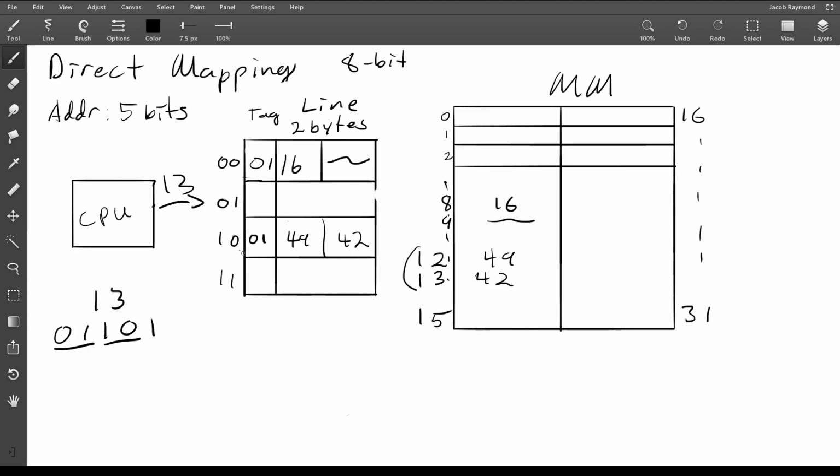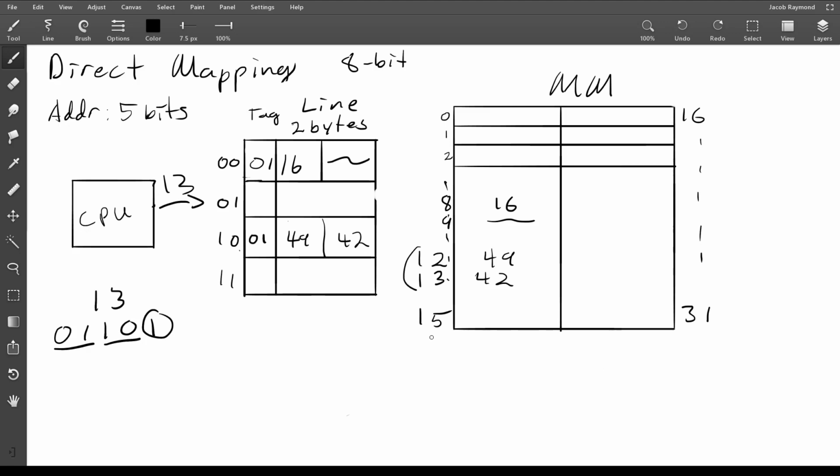Well, it'll go ahead and go to the index 10 again, because that matches. And then it'll look at the tag, it sees 01, and it sees the tag here matches 01, which means it knows that this data is right here. And in fact, it is, because at location 13, we have the value of 42, and that's right there. So then we just look at this and know we want to read this word here. And so that's what we get returned. We get returned 42. And we see that it never had to interact with the main memory, and that's saving time.